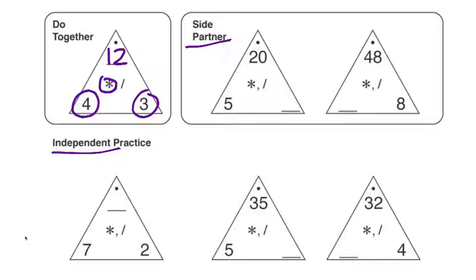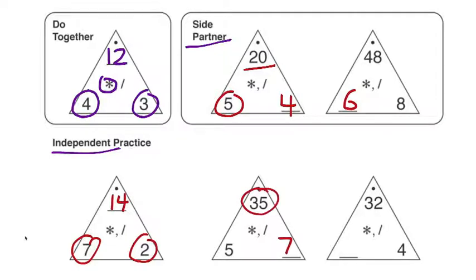And we're back. Okay, 5 times what makes 20? 5 times 4 makes 20. Something times 8 makes 48. That something is 6. 7 and 2 are factors that make a product of 14. 5 times 7 makes 35. And 8 times 4 gives a product of 32. Great job.